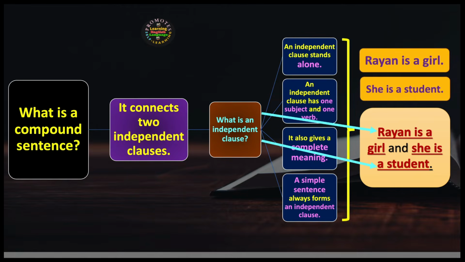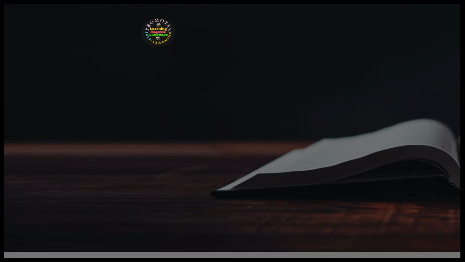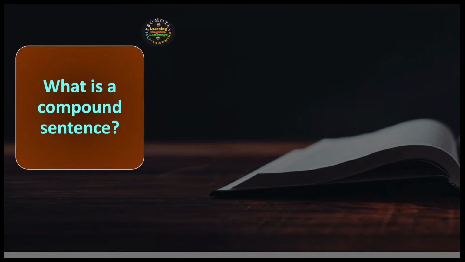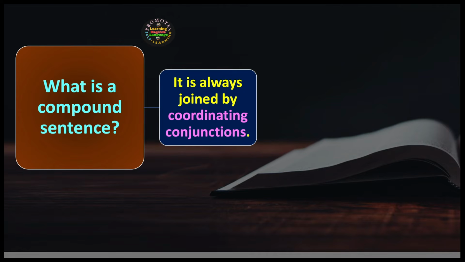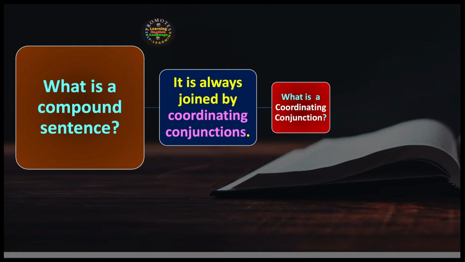Okay, now we continue our discussion about compound sentences. We have some more ideas to understand what a compound sentence is all about. It is always joined by coordinating conjunctions. If you want to know what a compound sentence is, try to see if it is joined by coordinating conjunctions, if two simple sentences, two independent clauses, are joined by coordinating conjunctions or not. But then the question is, what is a coordinating conjunction? Because until you know what a coordinating conjunction is, you cannot connect two simple sentences, two independent clauses together.